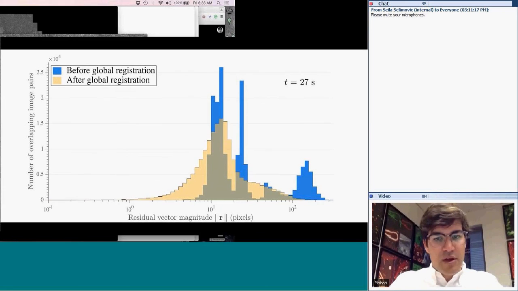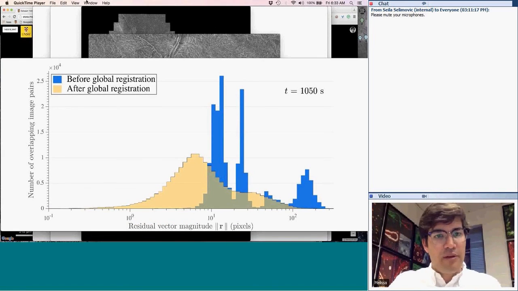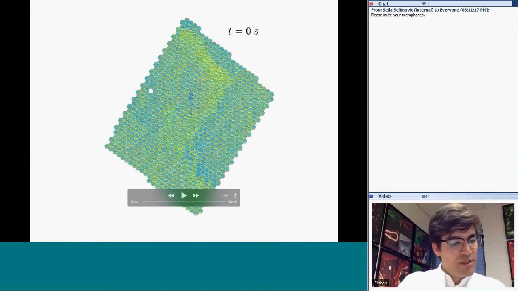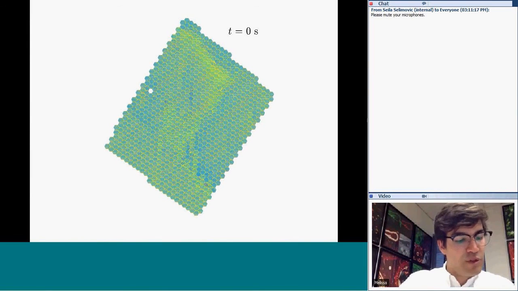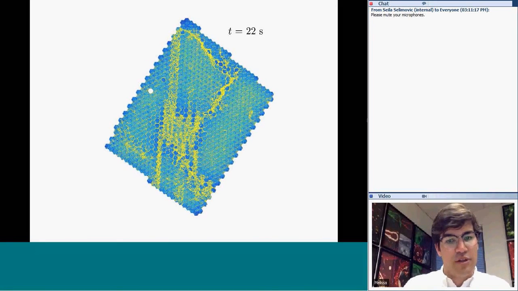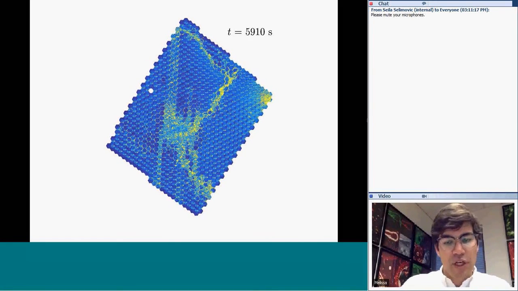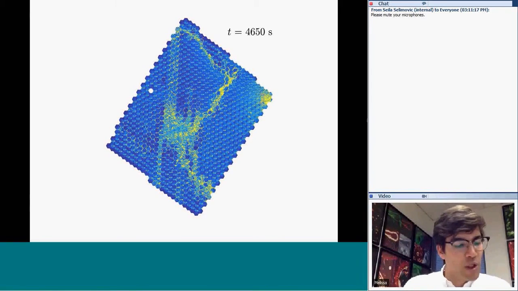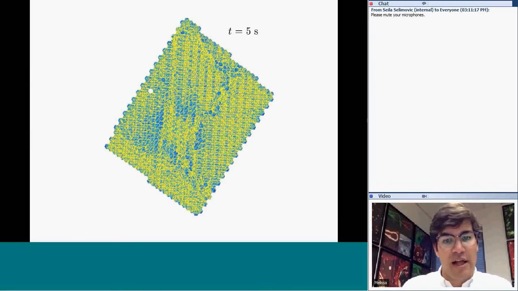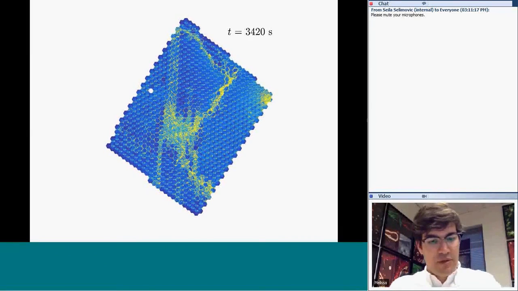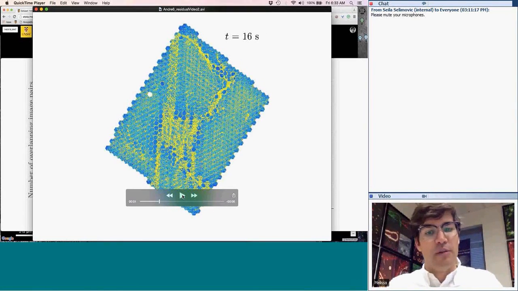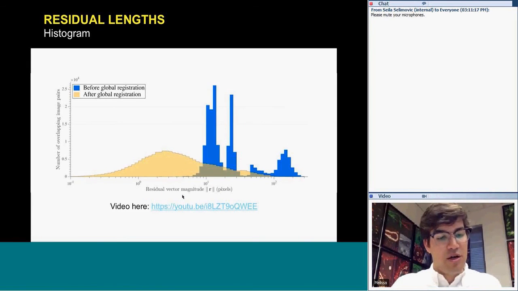Now, if we look at this from a spatial point of view, in space, we see how the local residuals are reduced during the course of our simulation. Here, the high residual values are shown in yellow and green, and they transition to cooler colors representing lower values. And after this process, we obtain the final positions of our tiles.